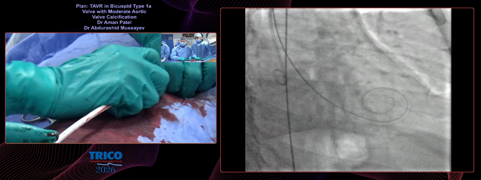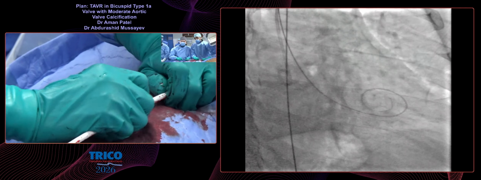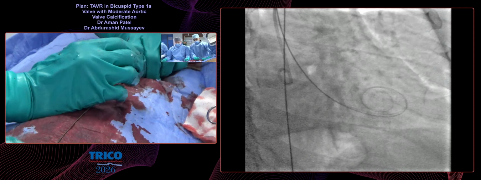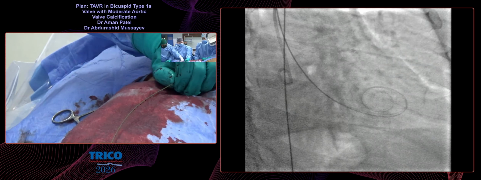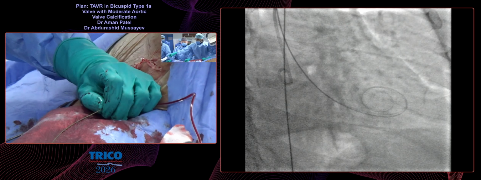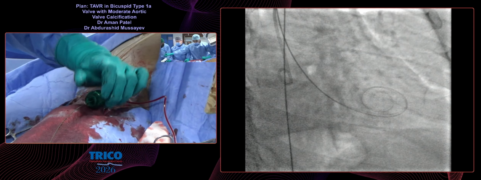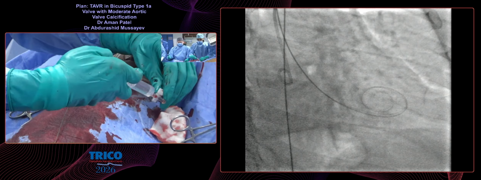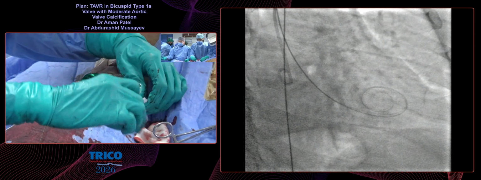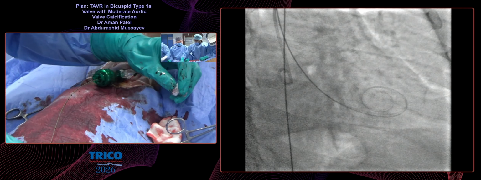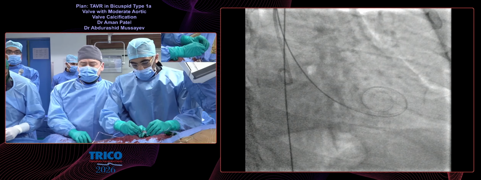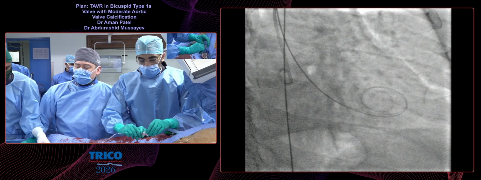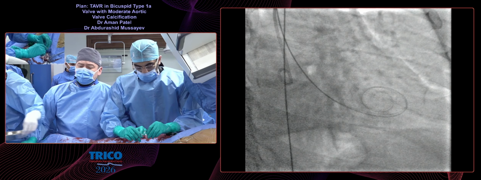What difference have you noticed between the Python and the E-sheath of Edwards? There are different technologies, but the main idea is the same. It is an expandable sheath. The big advantage of the E-sheath is the pressure line and flush. We started with Edwards in 2011.